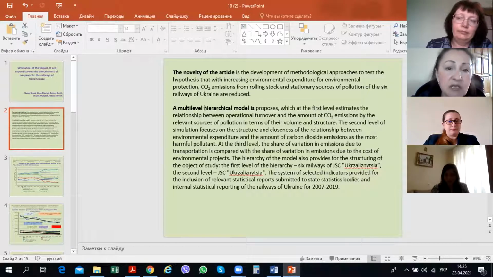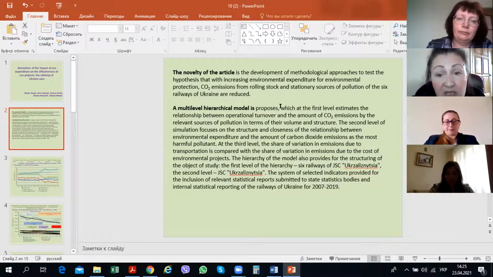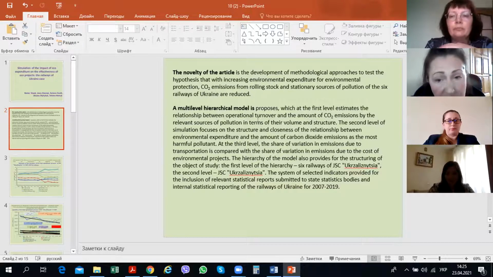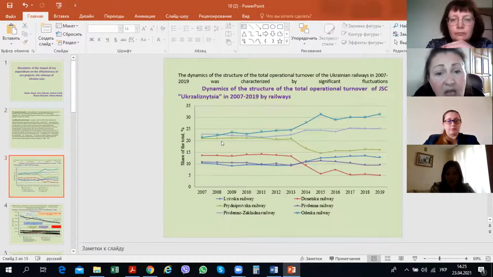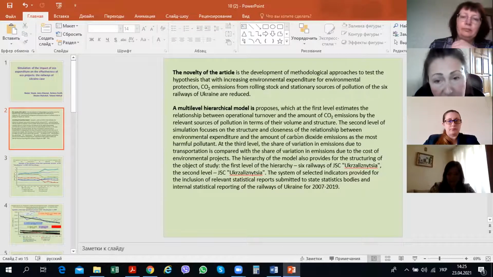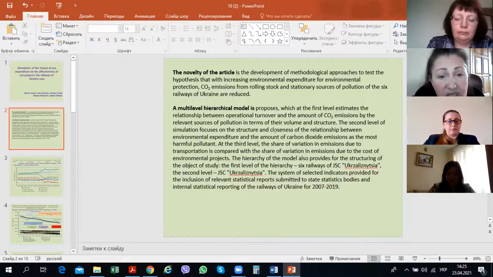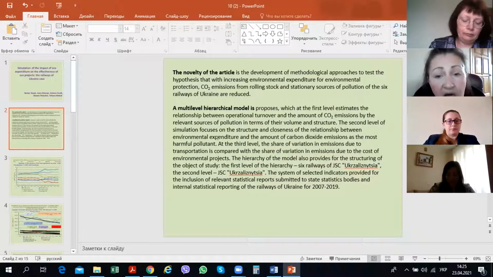In our research, we have developed a multi-level hierarchical model. This model includes different levels to estimate the relationship between operational turnover and the amount of carbon dioxide emissions by the relevant sources of pollution in terms of their volume and structure. The second level of simulation focuses on the structure and closeness of the relationship between environmental expenditure and the amount of carbon dioxide emissions as the most harmful pollutant. At the third level, the share of variation in emissions due to transportation is compared with the share of variation in emissions due to the cost of environmental projects.